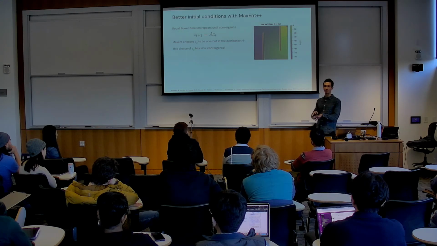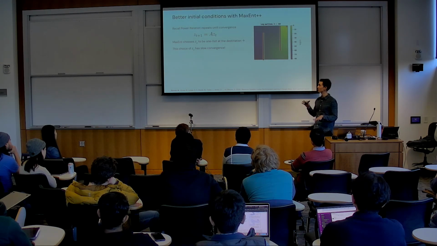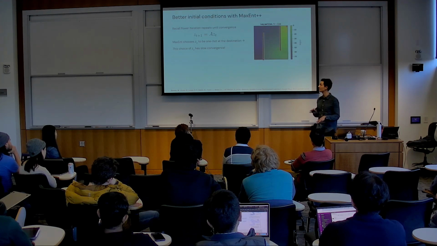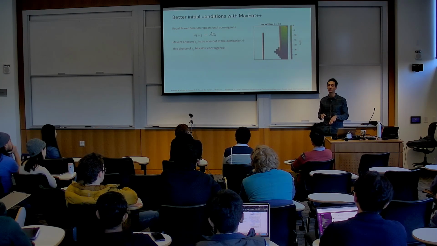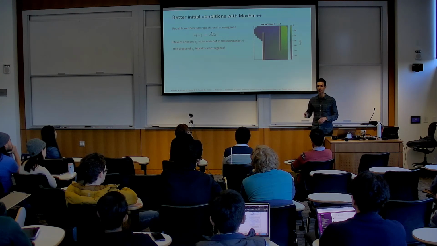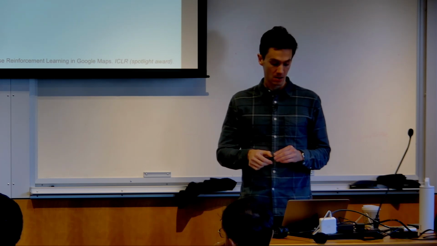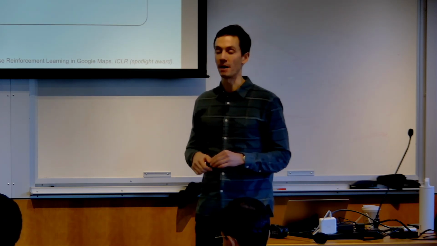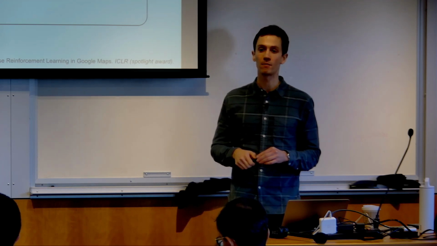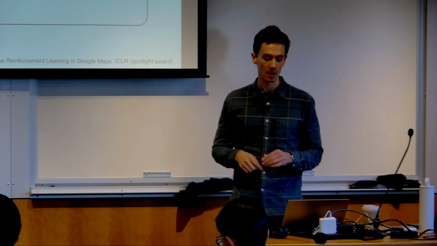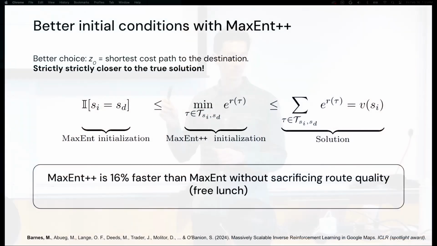But if you start thinking about it a little more abstractly, in a pure mathematical sense, this choice of z is maybe not the best idea, because it's very far from the final solution that you want to get to. And this requires a lot of iterates to converge. So the question is, what would be a better choice of initial z to quickly compute this dominant eigenvector? It turns out that if you choose z to be just the shortest cost path to the destination from every state, we can prove that this is strictly closer to the true dominant eigenvector of the graph than the one-hot vector.